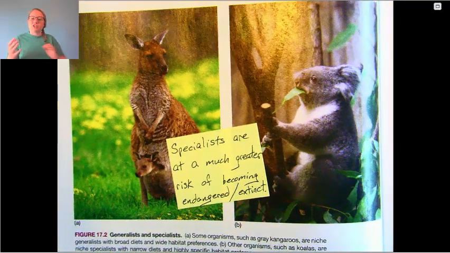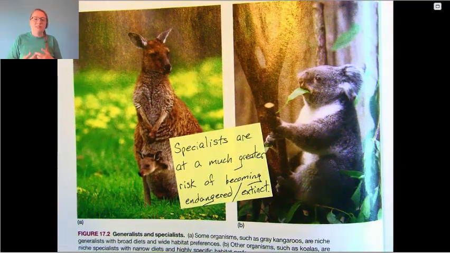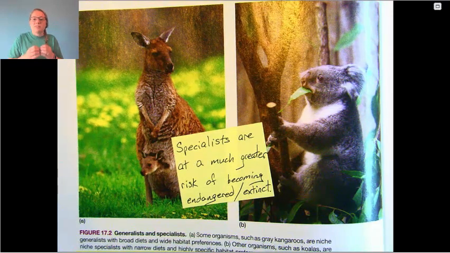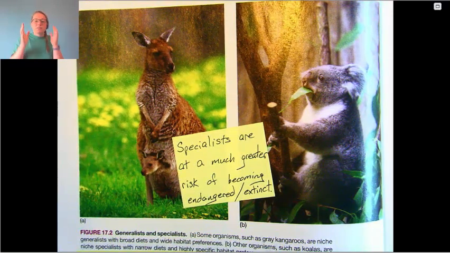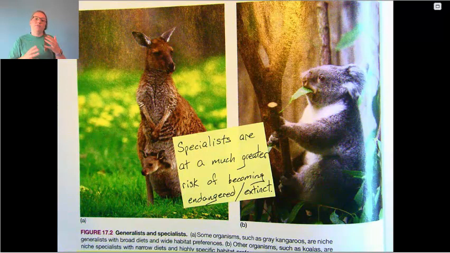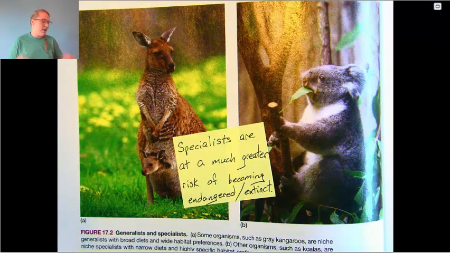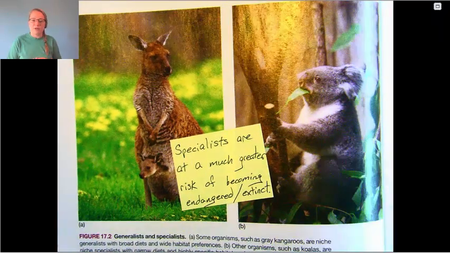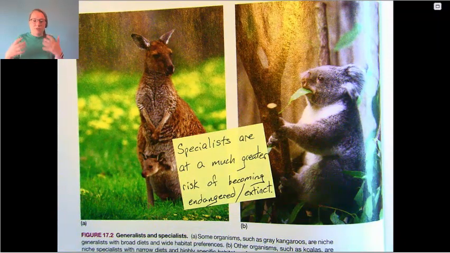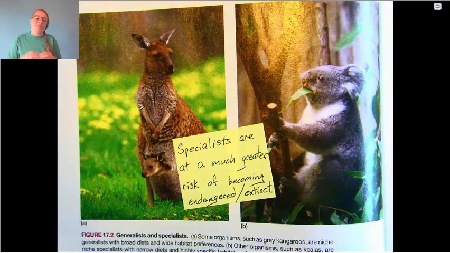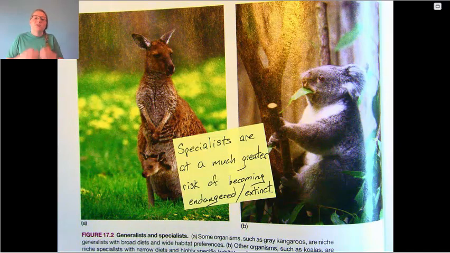Thinking back to our specialist and generalist species. Specialist species require a very specific set of conditions in order to be able to survive. That's like our koala bear here. Now, koala bears are very particular about what they'll eat and where they'll live, so they have these specialized requirements.